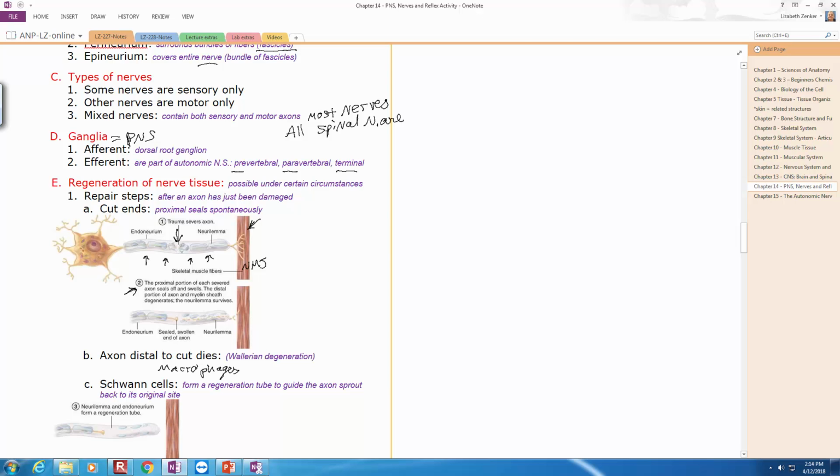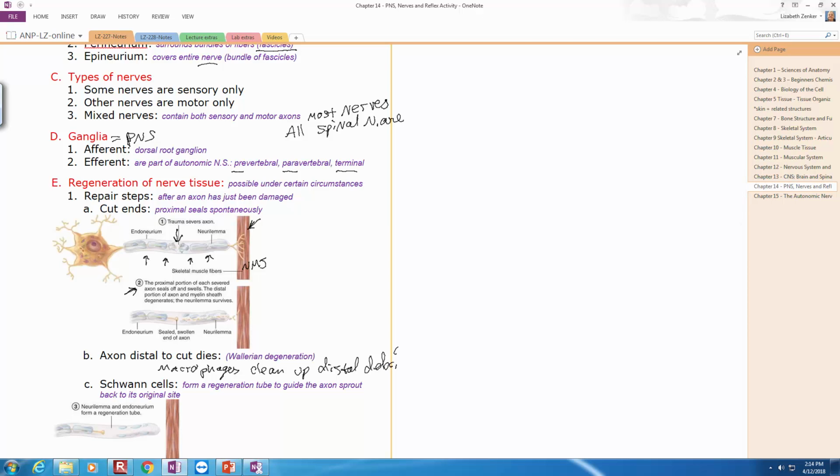Because what do you think swollen means? The macrophages are in there and they're cleaning things up, right? Macrophages clean up distal debris. And we didn't quite get to the end there, but I'll say it really quick and then we'll review this when we come back.